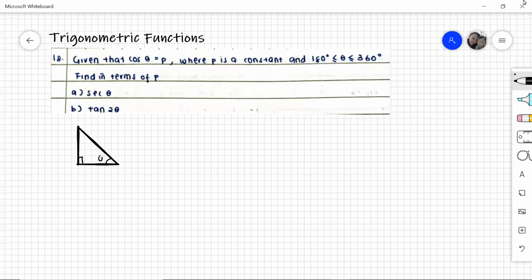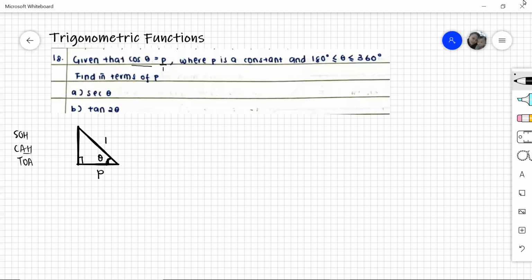Okay, and this is theta. And according to this function, it is cos theta. It is adjacent over hypotenuse. So for this angle, the adjacent side will be here. So P, because cos theta equals P, it actually means P over 1. That means P is the adjacent side and the hypotenuse is 1.